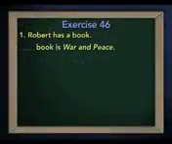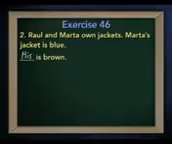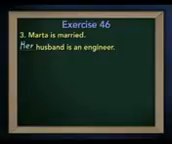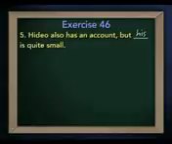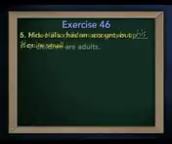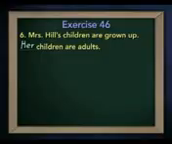Let's review the possessives. So you saw a sentence with a blank. Robert has a book. Blank book is War and Peace. And you provided the possessive, in this case, possessive adjective. His book is War and Peace. His referring to Robert. Then you did his is brown for Raoul's jacket. And then you did her husband is an engineer for Marta's. And her account is large, referring to Yukiko, and his is quite small, referring to Hideo. And her children are adults. Her refers to Mrs. Hill.